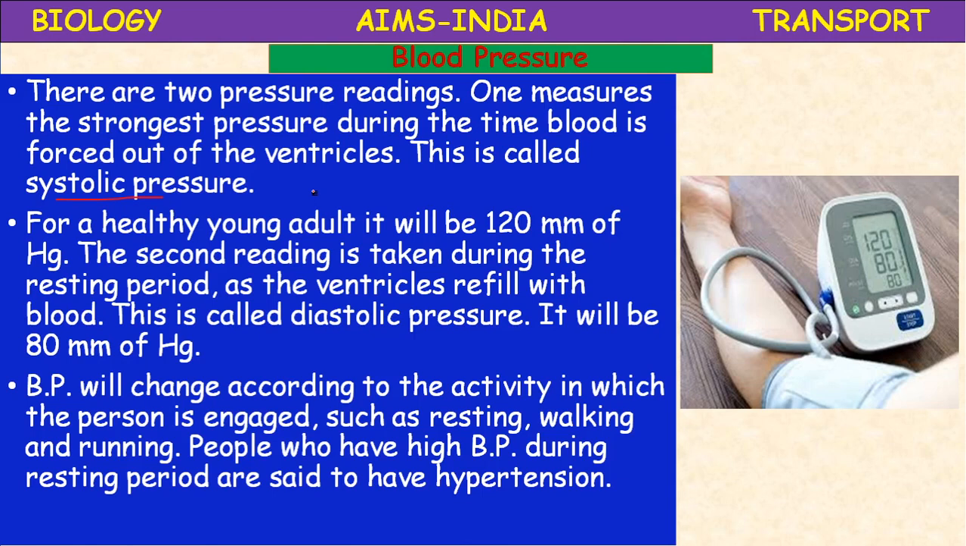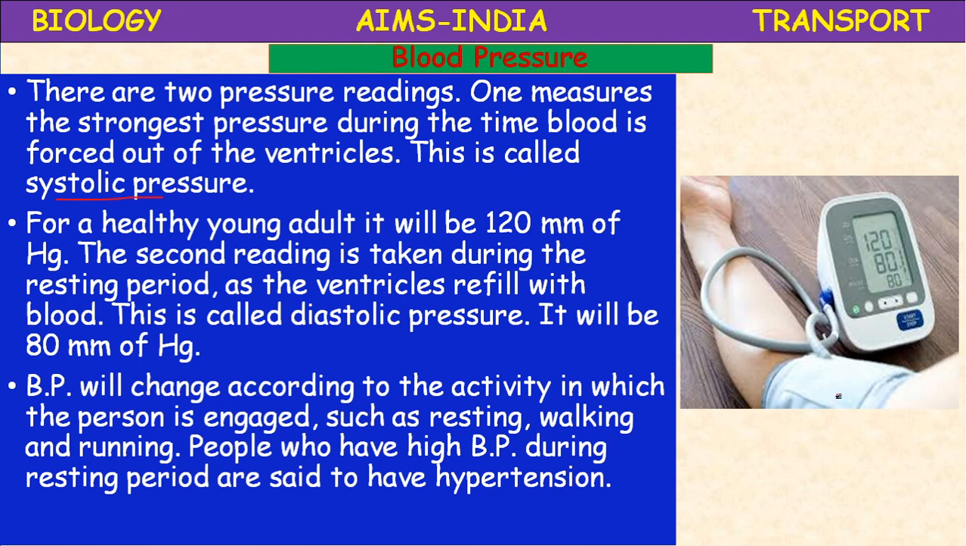So, the blood pressure will change according to the activity in which the person is engaged, such as resting, walking and running. The people who have high blood pressure during the resting period are said to have hypertension. So normal blood pressure is considered when the person is taking rest. The normal blood pressure is 120/80. If there is a change in that 120/80 figure, it is called hypertension. Especially if the systolic pressure is more, then it is called hypertension.